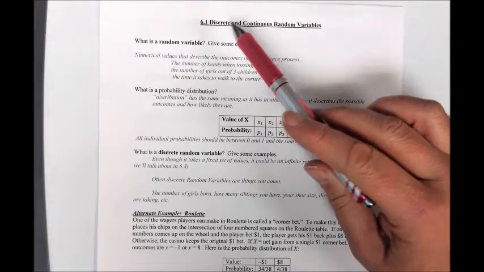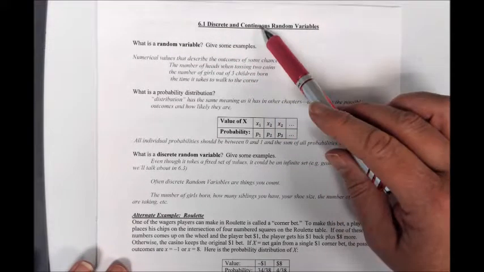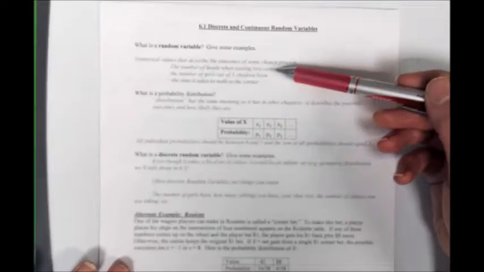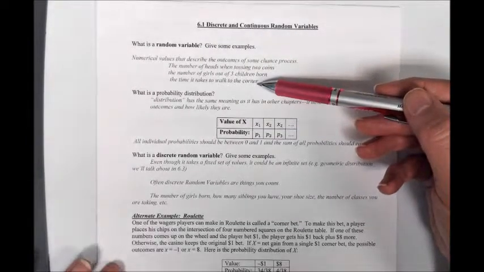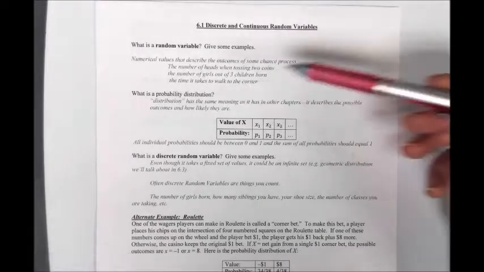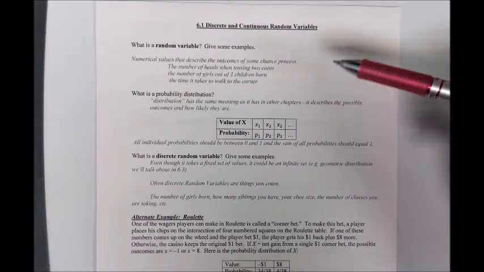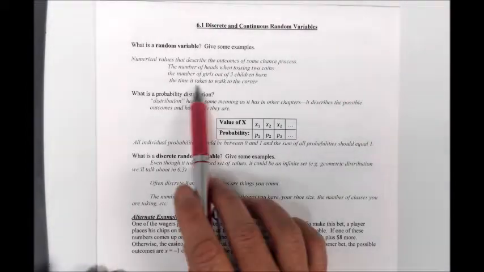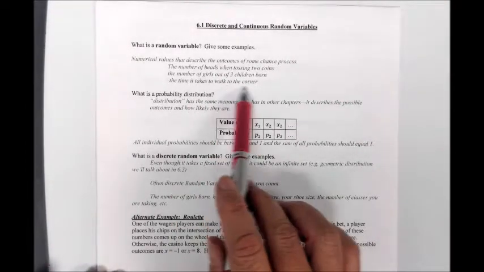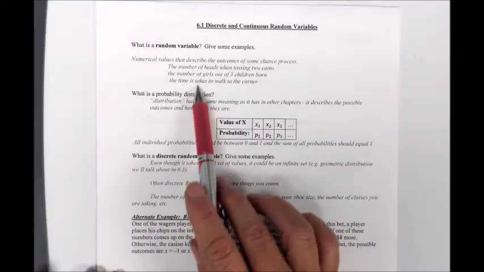We'll also talk about the difference between discrete and continuous. So these two would be discrete, they're countable. The time it takes to walk to a corner would be continuous because we could go out to the 100,000s of a second. I couldn't measure that and be as precise as I wanted to be, so that would be continuous.